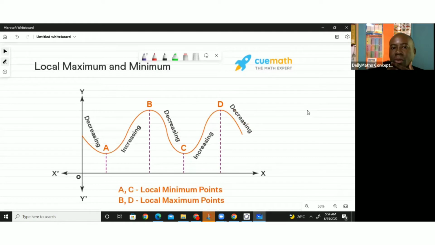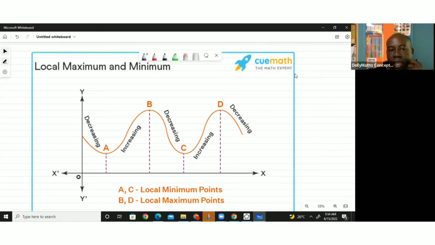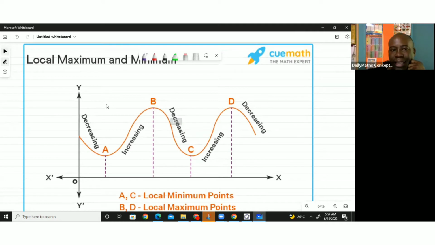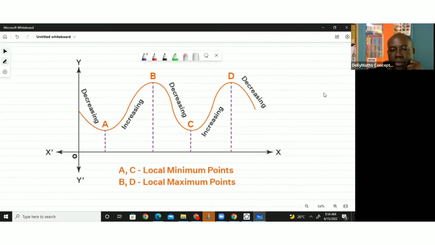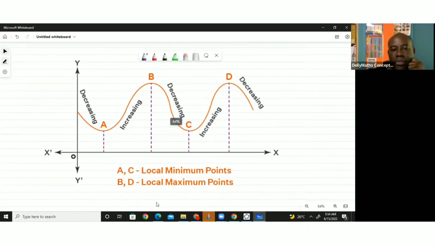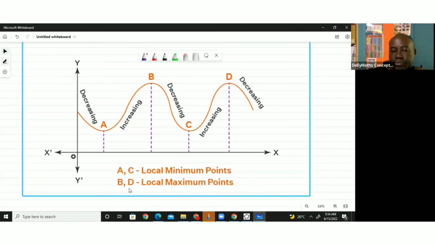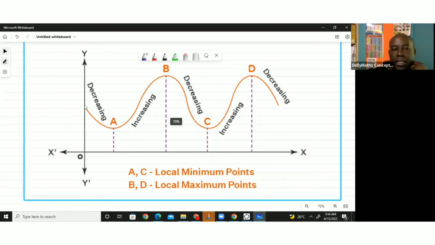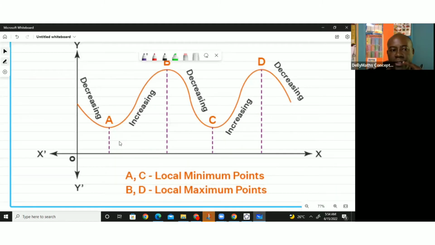All right, so let us say we have a certain function that looks like this, right? So that function would have, as you could see here, some local maximum and local minimums. The graph could be decreasing or increasing all the time, except for some specific places where it's neither increasing nor decreasing. So let us look at the graph that we have in front of us right now.